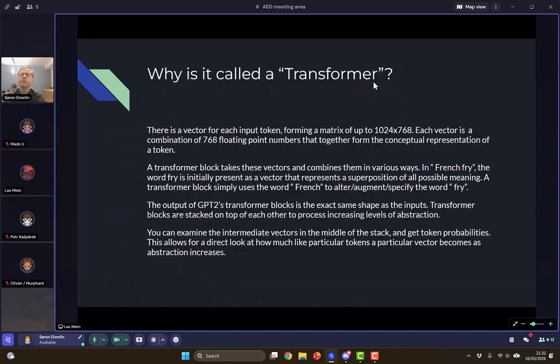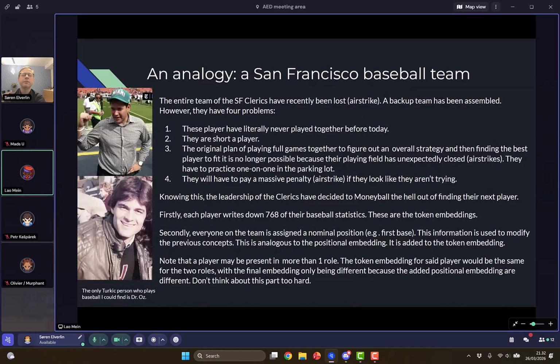Okay. Anyways, so let's have an analogy. Let's say we have a San Francisco baseball team, the Clerics. Unfortunately, the entire team is gone. Tragic accident. They were in the wrong place at the wrong time. So now they have to assemble a new team, right?